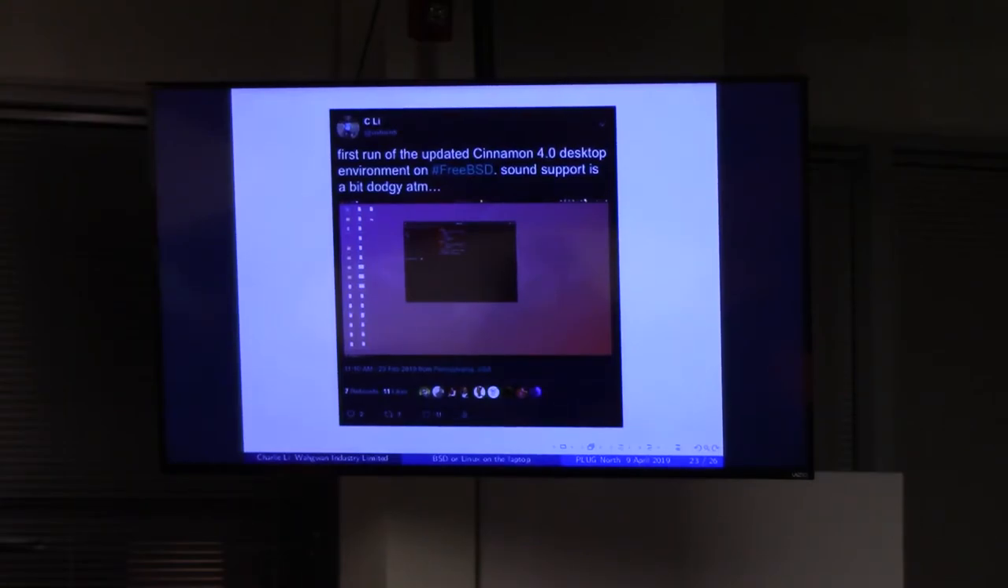It turns out even on the first run, it was mostly usable. Although I did mention that sound support at the time was a little bit dodgy, which I figured out had nothing to do with the sound support at all. It was something else which I will cover in a couple more slides. So this is me first publicizing that an updated Cinnamon actually runs, and work was done to port it, and other people noticed.